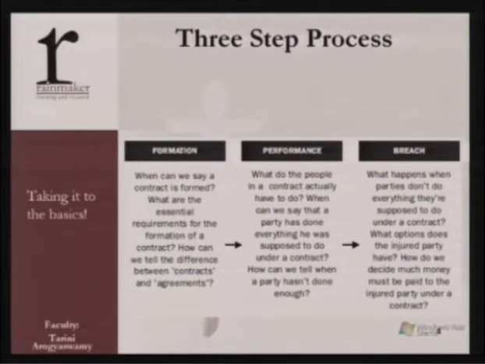The second step of the process is what each party to the contract has to do in order to fulfill the contract. When can we say that a party has done everything they were supposed to do under the contract? When do we know that a party has not fulfilled the contract? The third step of this process is breach. This looks at what happens when parties don't do everything they're supposed to do under the contract. What are the remedies available for the injured party? Is it money or is it some other remedy?